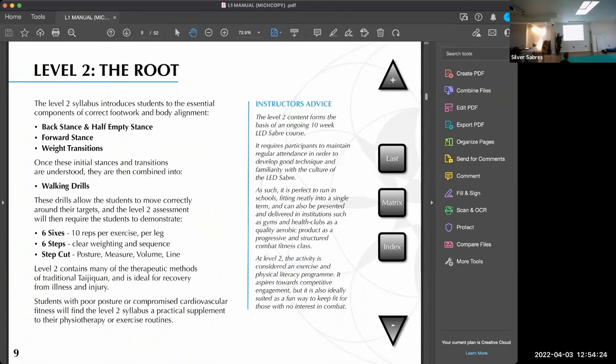Well, 6 Sixes is going to do everything that they need, and it's also going to introduce that strength in the context of balance and breath as well, right? It's all in here. It requires participants to maintain regular attendance in order to develop good technique and familiarity with the culture of LED Sabre, right? There's no getting through level 2 casually. It takes a lot of time.